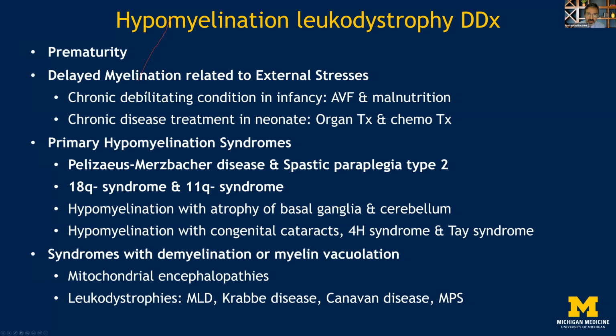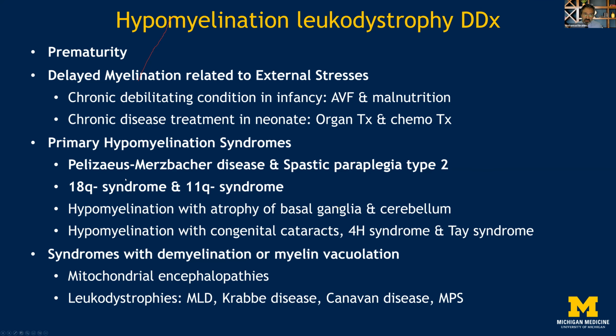So you want to be sure that you're not dealing with a premature baby, and then you want to be sure that you're not dealing with a delayed myelination related to external stress. It can range from cardiac disorders, or even a simple malnutrition that results in hypomyelinating changes in the brain. Patients who are undergoing chemotherapy will also have a delayed myelination. And this is why we want to bring the patient back in 6 months to confirm if this is a static process or the myelination is progressing, indicating it is just a delayed myelination.